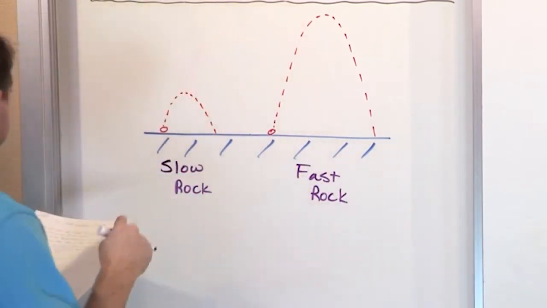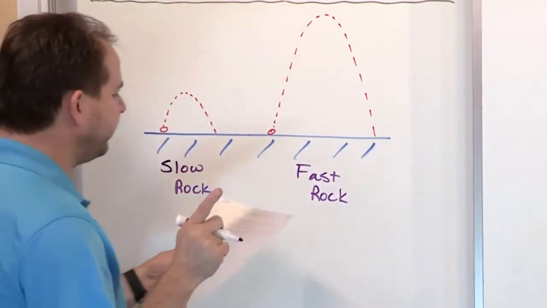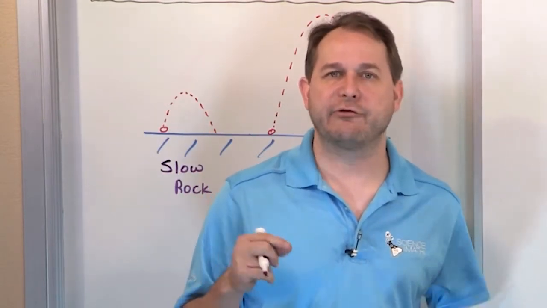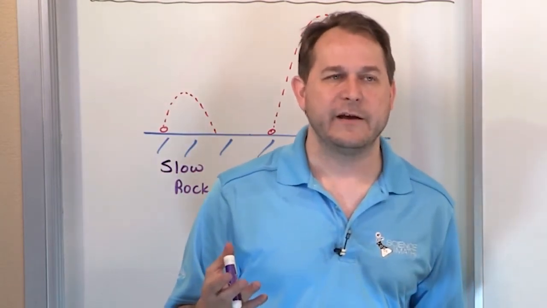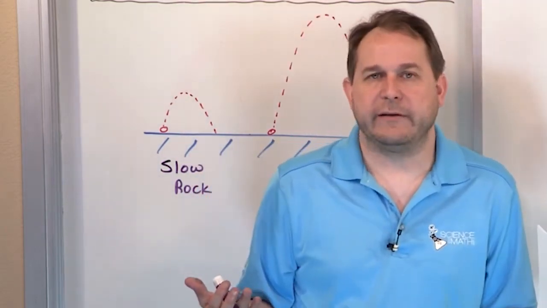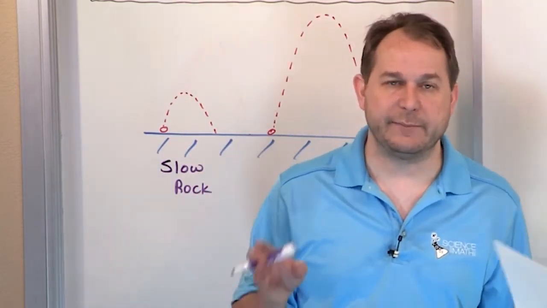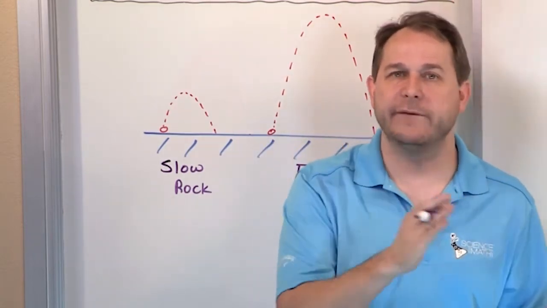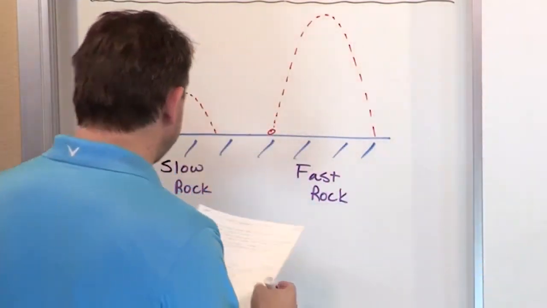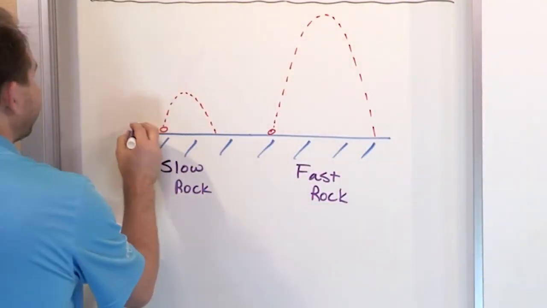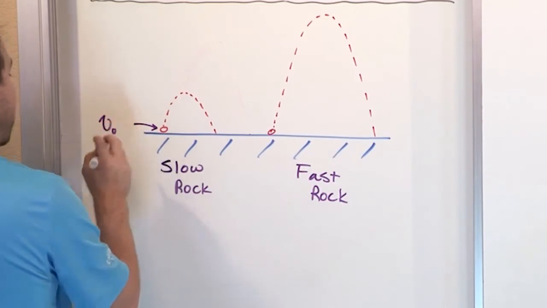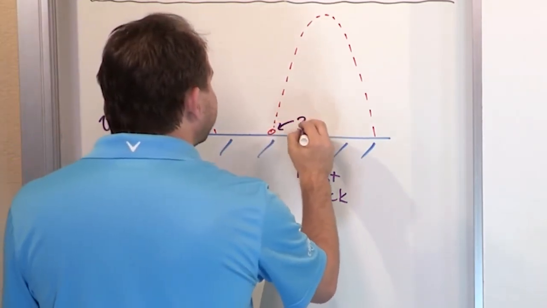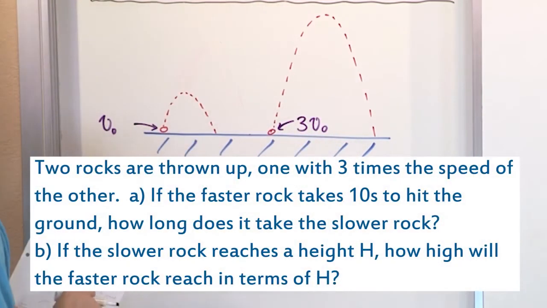Why? Because the problem says two rocks are thrown, one with 3 times the speed of the other. It does not give us the initial velocity, and that is one thing that's going to trip up most people doing this problem, because you think you have to have all the numbers in order to do anything. But what I did tell you is that these two rocks are joined together because one of them has 3 times the initial velocity. So you don't know what it is, but you know that if this rock has an initial velocity of v naught, then this one must have an initial velocity of 3 times v naught. Very, very important.